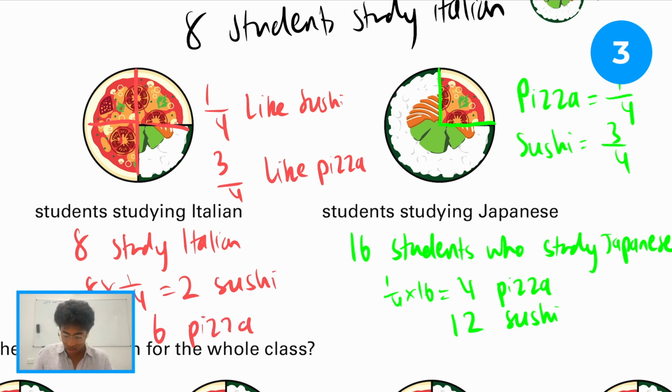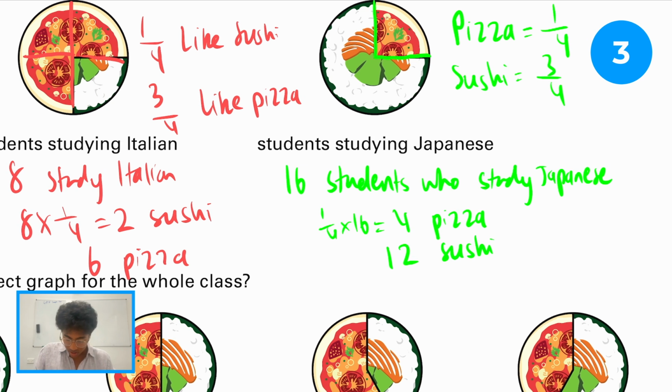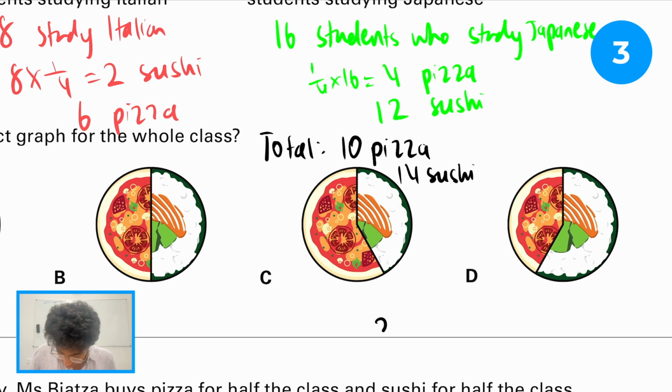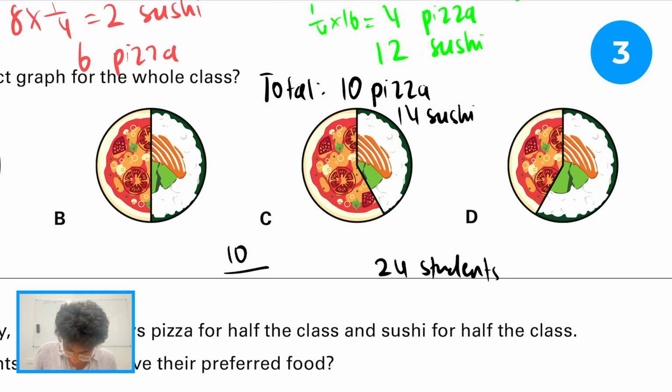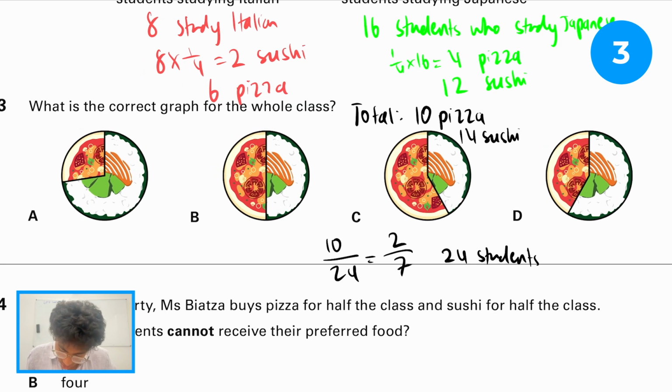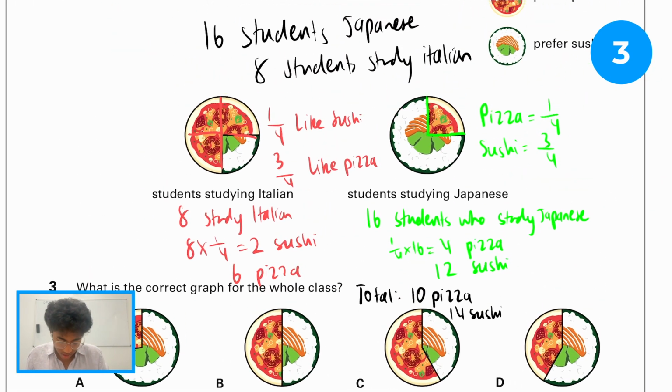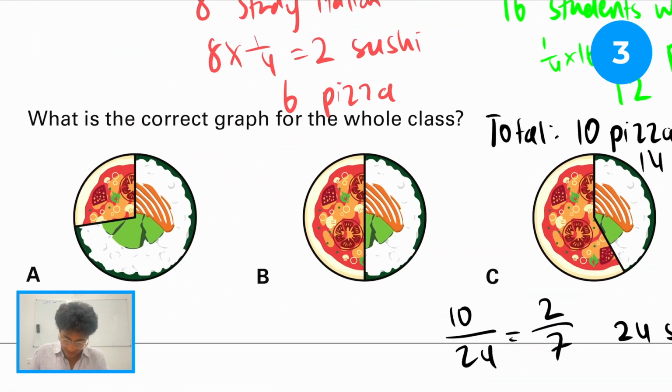So let's look at the total class. In the total class, we have 6 plus 4, 10 people who like pizza, right? And then we have 2 plus 12, 14 people who like sushi, right? So our total number of students is 24 students. Let's see, pizza is 10 over 24. Pizza represents 2/7, right? So that means we need to find the one where pizza is 2/7 and sushi is the remaining 5/7.